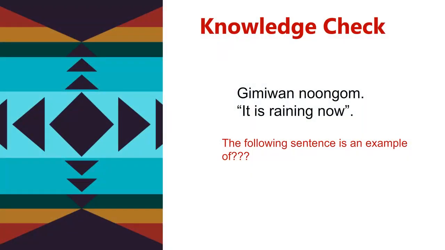Knowledge check. Give me one nungum. It is raining now. The following sentence is an example of which type of verb?